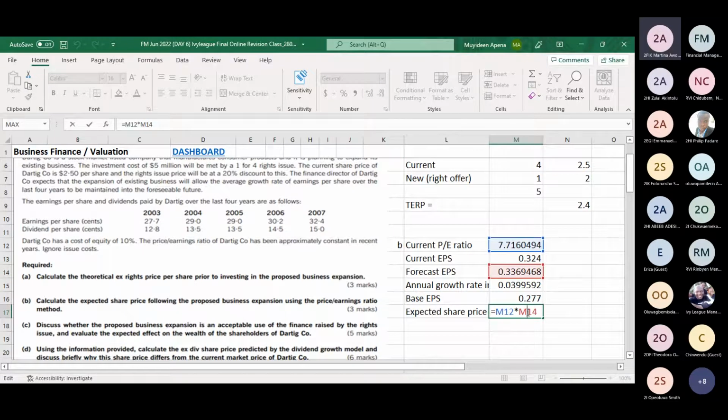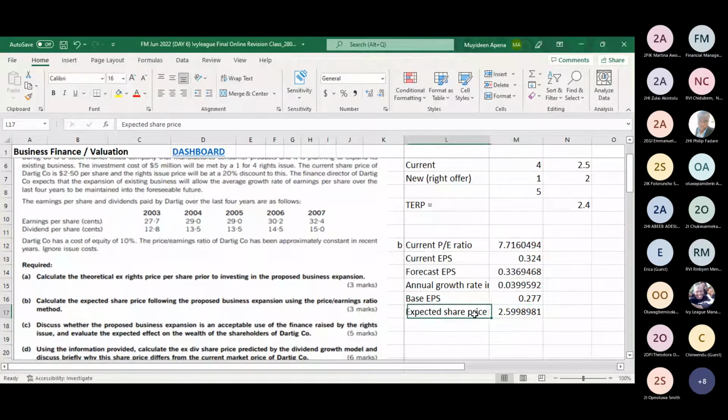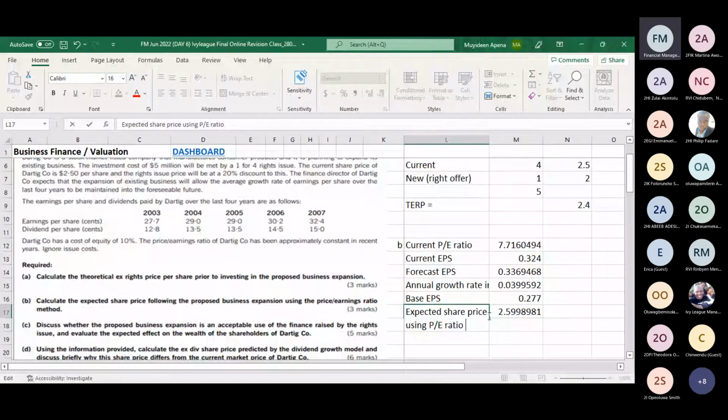Sir, I'm confused about why we went with this route. Why is the expected share price the current P/E ratio times forecast EPS? Because we have to use the P/E ratio method of valuation. Okay. So let's state it here: using the P/E ratio method.